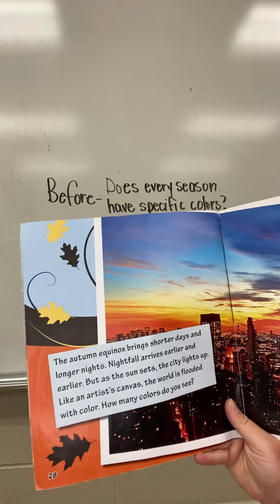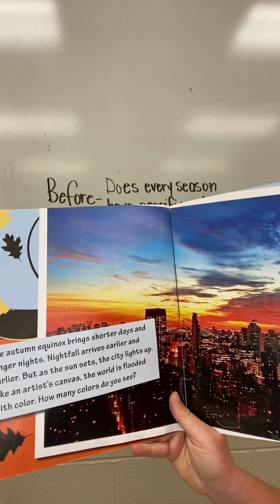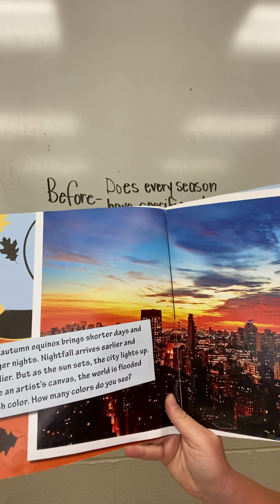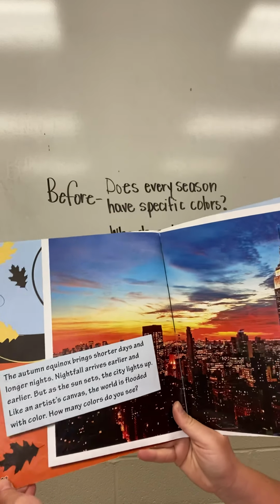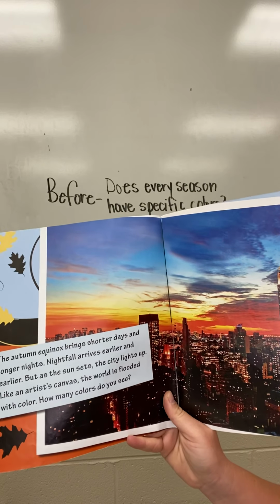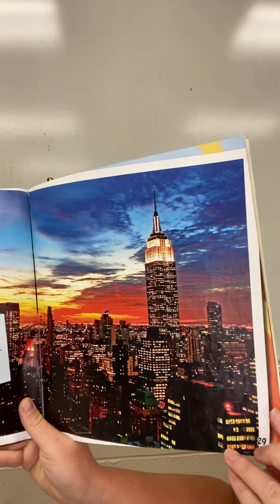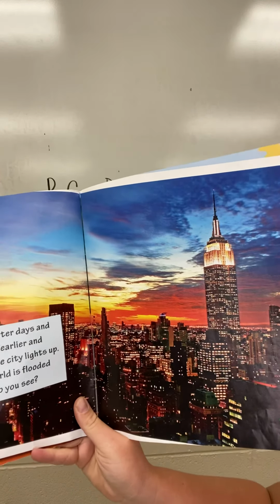The autumn equinox brings shorter days and longer nights. Nightfall arrives earlier and earlier, but as the sun sets, the city lights up. Like an artist's canvas, the world is flooded with color. How many colors can you see? Look at the beautiful photograph.